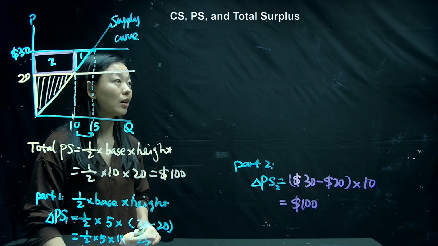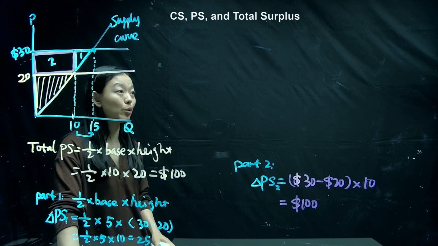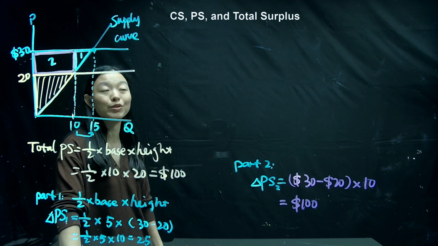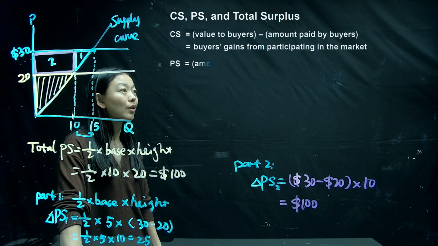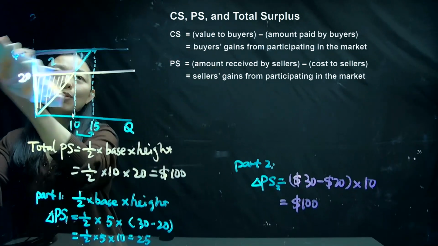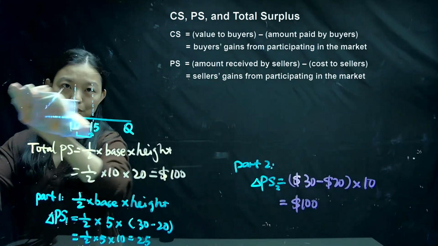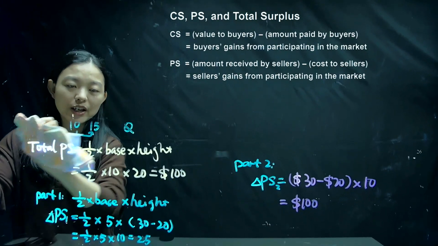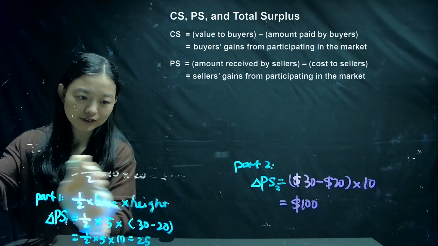Now let's move on to talk about total surplus. So total surplus is pretty straightforward. It's just the summation of producer surplus and consumer surplus. So I can write down the formulas for us to compute the producer surplus and consumer surplus. And then after that, we can just sum those two parts to get the total surplus. Okay?